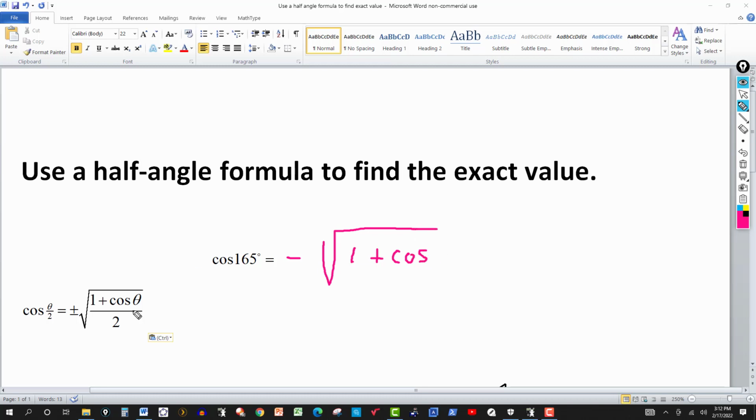of theta. And notice, this is theta over 2. So whatever angle we put here has to be twice the angle that's over here. So 2 times 165 is 330 degrees, and that's over 2.